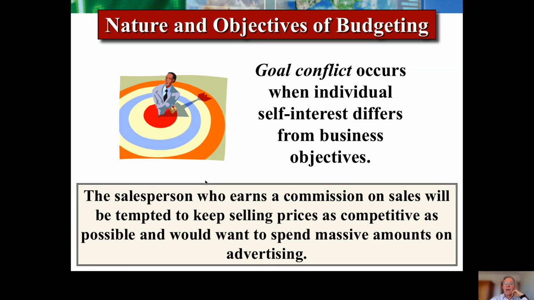And also the particular individual's goals may differ from the business objectives. So the salesperson who earns a commission on sales, he'll be tempted to keep selling prices as competitive as possible, and would want to really go hard with his advertising expenditure to make his job easier, get his product launched and out there, and make it easier to generate sales.